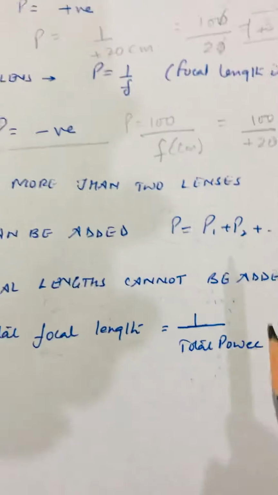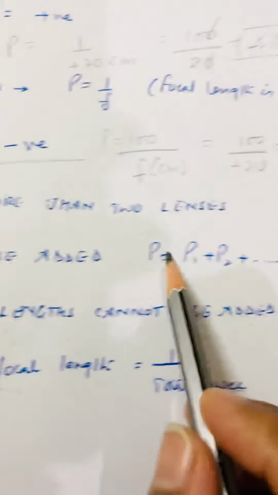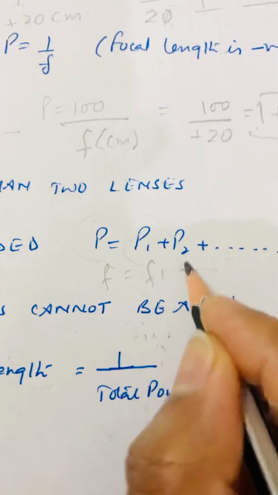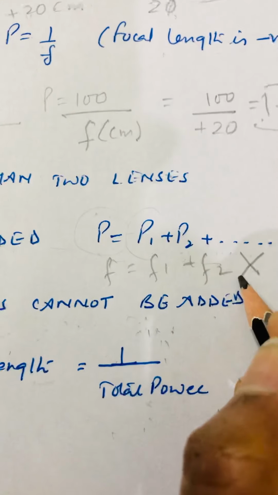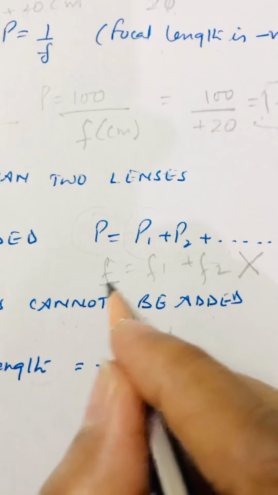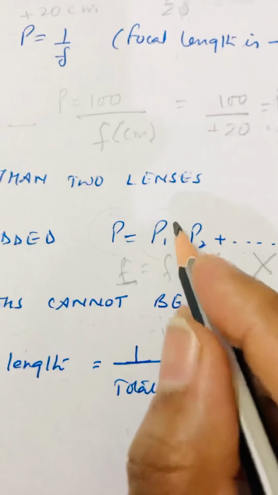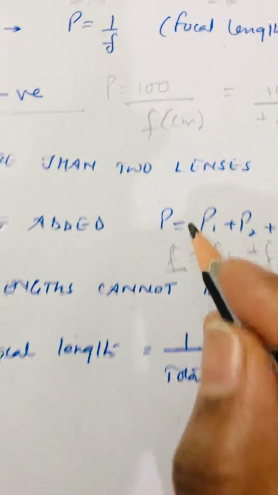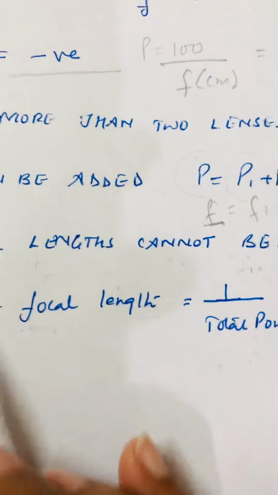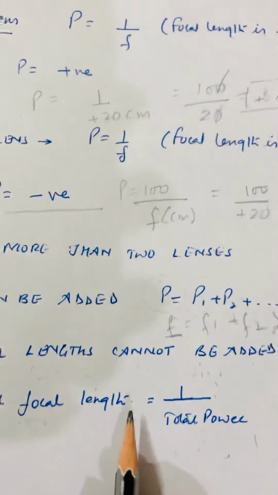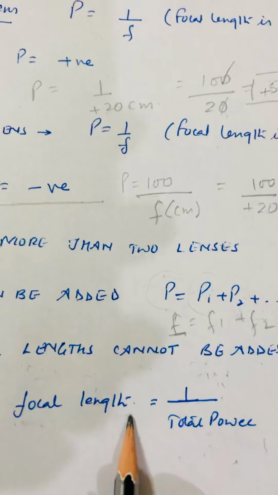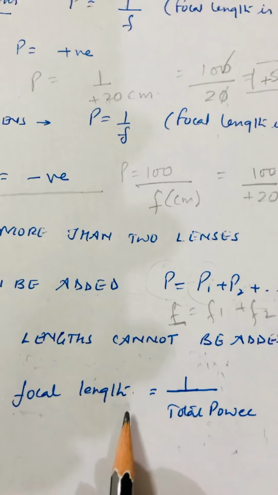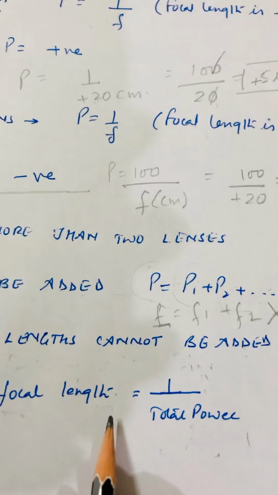Right? So you have to remember these 2 facts, that powers can be added but focal lengths cannot be added. F1 plus F2, this is not possible. So for calculating total focal length, we will have to find out powers first. We will add the powers, find the total power, and then from the total power you will get the total focal length. This is the last concept about the chapter light. Based on all these concepts and formulas, now you will be able to do the numericals of the chapter. Thank you.